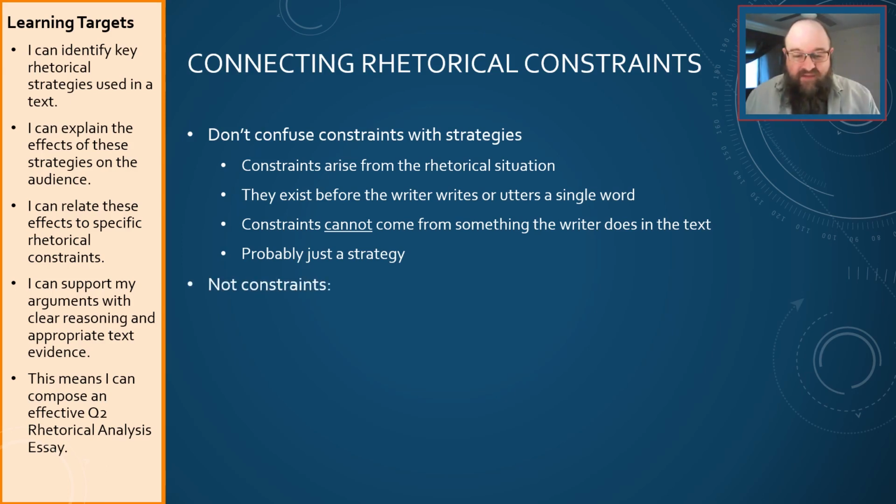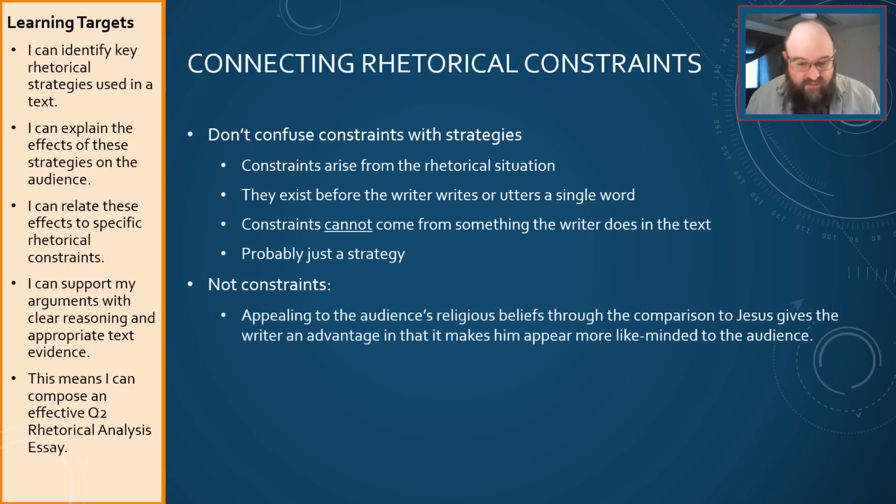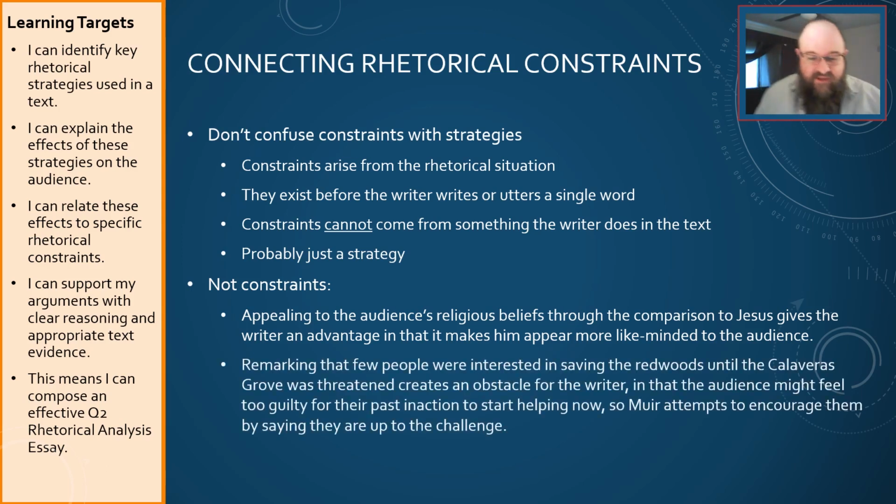So here's an example of confusing strategies for constraints. Appealing to the audience's religious beliefs through the comparison to Jesus gives the writer an advantage in that it makes him appear more like-minded to the audience. No, there's no rhetorical advantage there. This is just an ethos strategy. That's all that is.